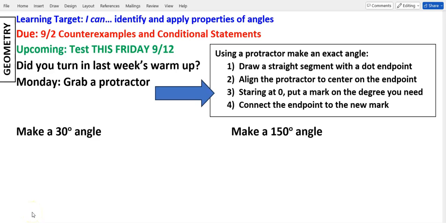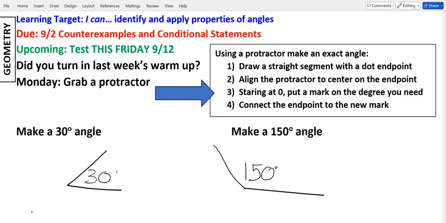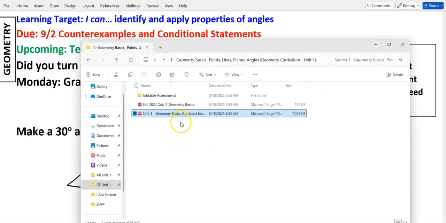So, like we talked about yesterday, you have a test on Friday, the 12th, coming up. Last thing we need to go over is angle addition postulate, which is today. On your warm up, you made a 30-degree angle, right? And then you made a 150-degree angle. Again, I'm sketching it, but you should have done it with your protractor, making straight lines and all that good stuff, okay? So, let's do these notes.